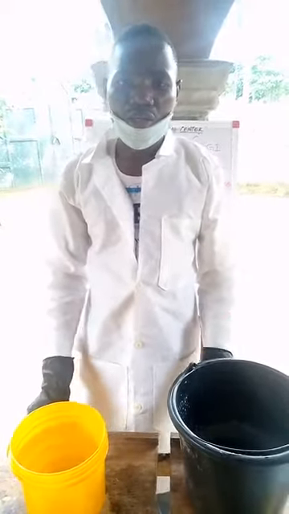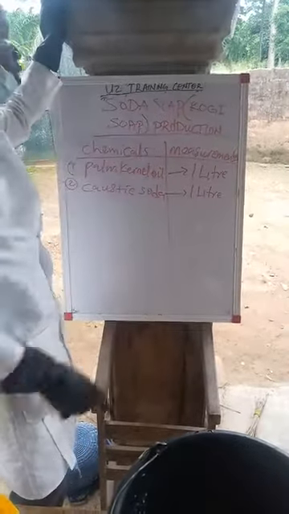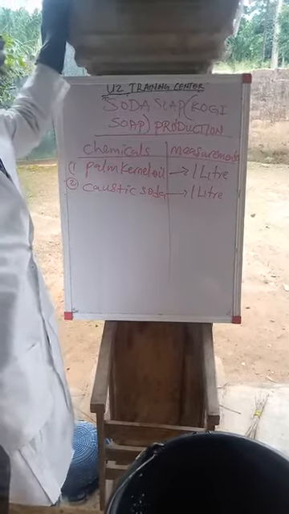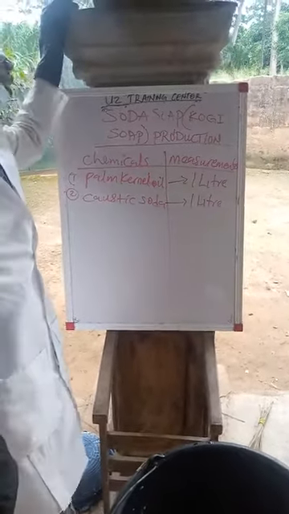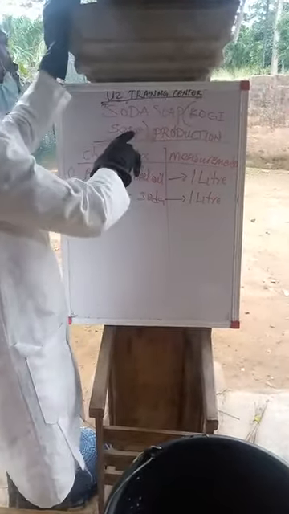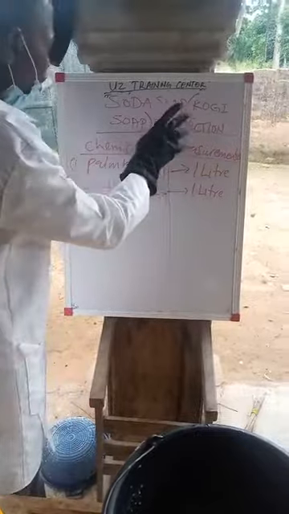In this wonderful tutorial, I'm going to teach you how to make soda soap, which is known locally in Nigeria by the Yoruba people as kongi soap. Its production is popular in the Yoruba side of Nigeria. So I'm going to teach you how to produce it: soda soap production, kongi soap production.